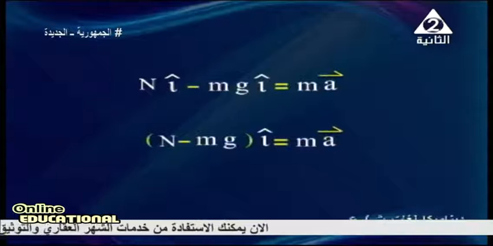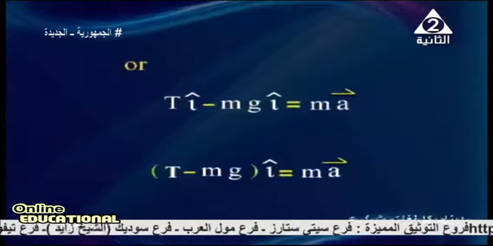This is in the case where we have a reaction. But if we have a tension, then T i minus mg i equals ma, or (T minus mg) i equals m a vector.